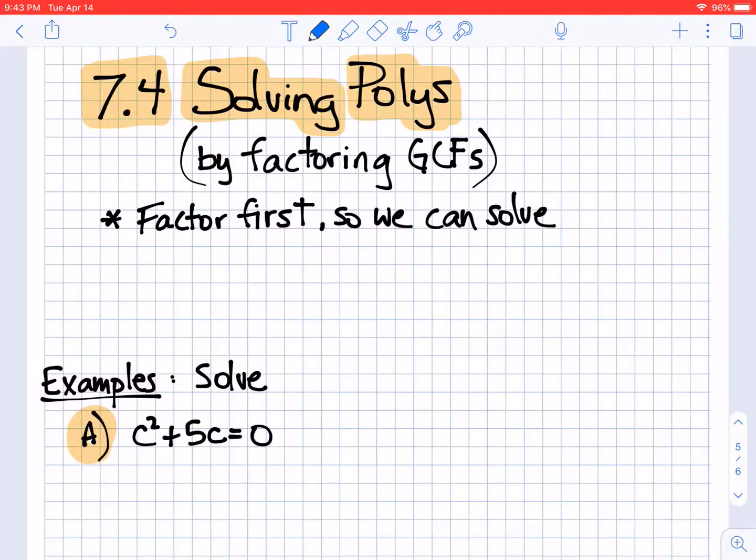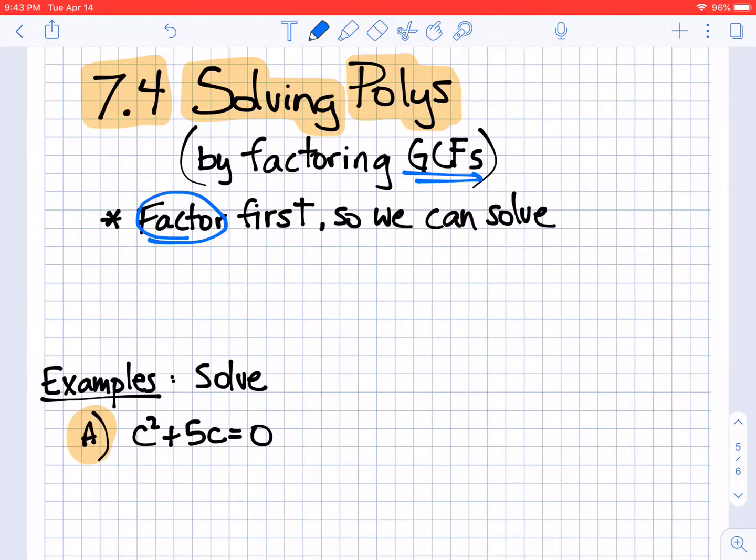Okay, here we have a lesson on second half of 7.4. We're solving polynomials by factoring out what we call a GCF, greatest common factor. So when we do the problems, the first thing we're going to do is factor first so that we can solve.